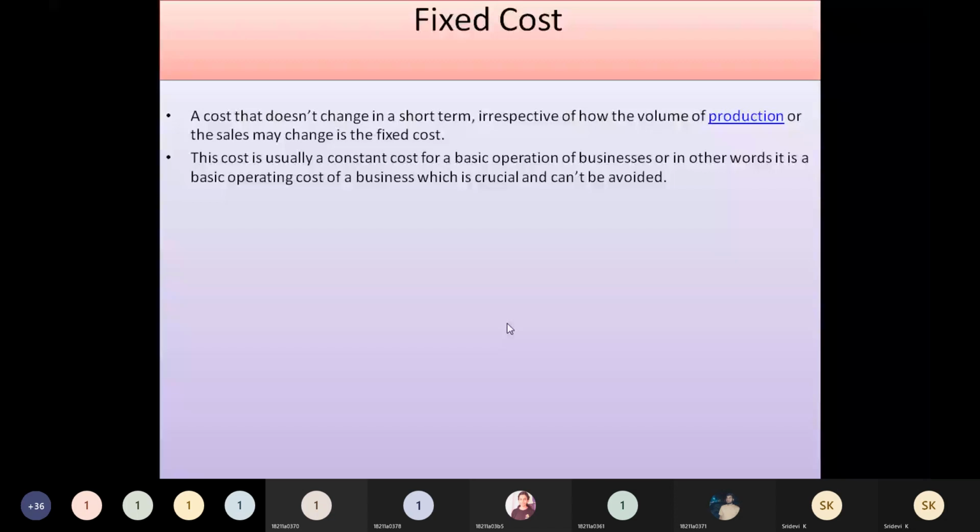Because even if production is there or not, you need to pay the salaries to those persons who are permanently appointed. If they are temporary, that comes under variable cost, because only whenever you produce will you be using such people. You need not pay them, because they are not permanent in the company.